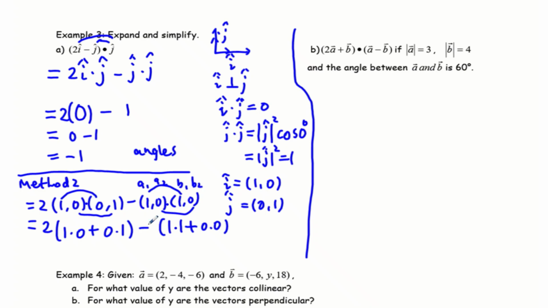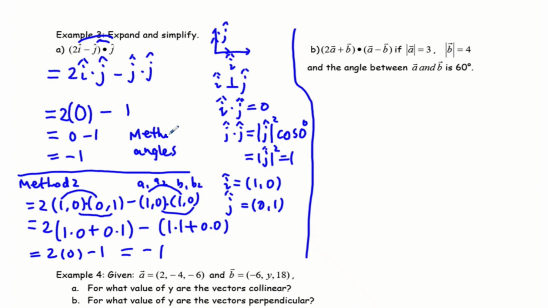So a1 b1 plus a2 b2. Then this one is 0, 0 is 0. So 2 times 0 minus 1 times 1 is 1, plus 0 is 1. So minus 1. They give you the same answer. So it's up to you which one you feel more comfortable.